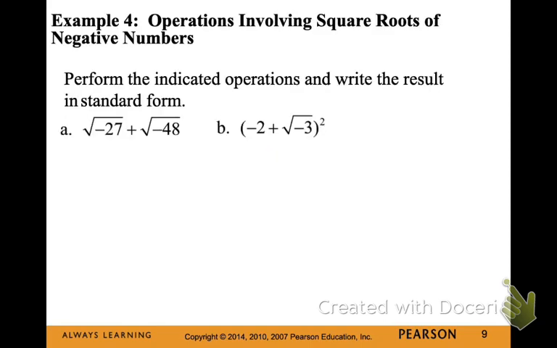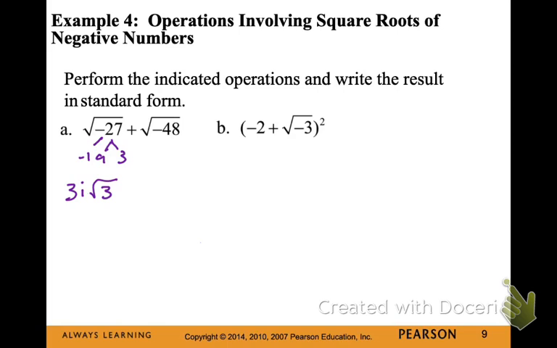So let's look at example 4, operations involving square roots of negative numbers. Perform the indicated operations and write the result in standard form. Well, we can't add roots if they are not the same. So the first thing we're going to do in example A is simplify the square root of negative 27 and the square root of negative 48, and then see if we can move forward with the problem. So I'm going to break down negative 27 into 9 times 3 times negative 1. I know the square root of 9 is 3 and the square root of negative 1 is i, and that leaves me with the square root of positive 3 underneath my sign.